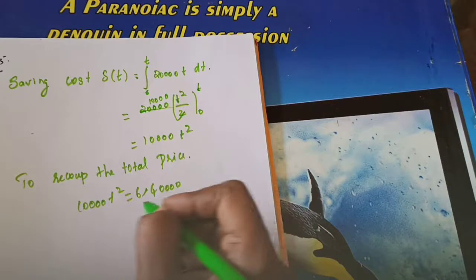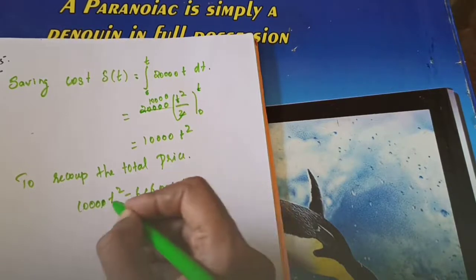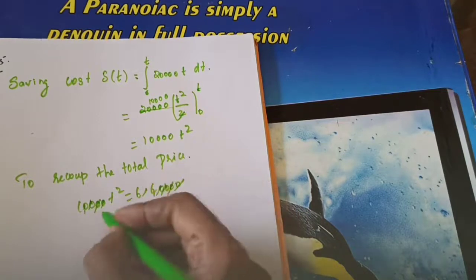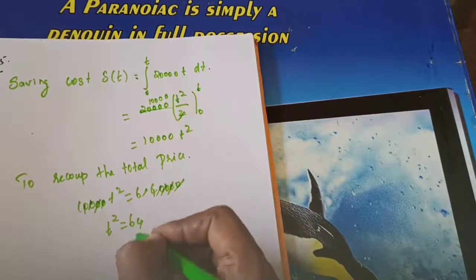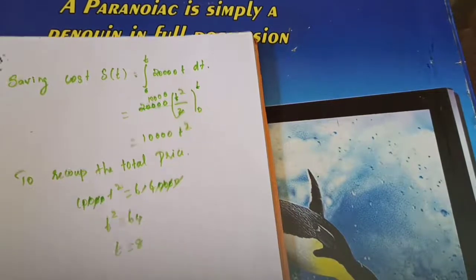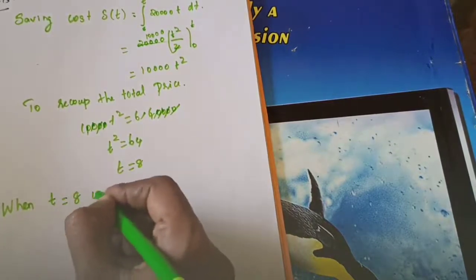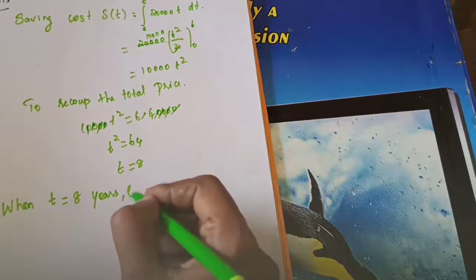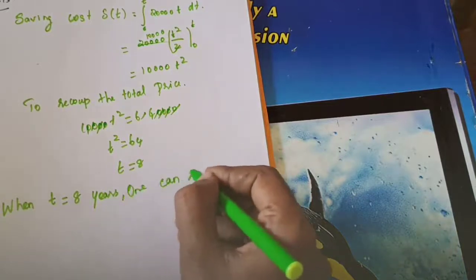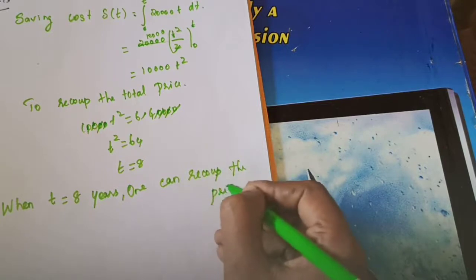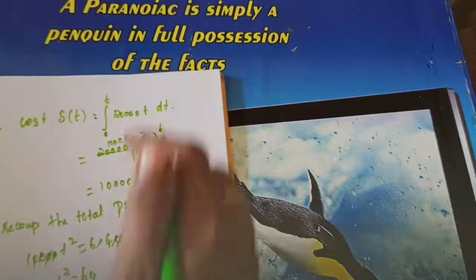Understand? So 0, 0, 0, 0 cancel, 0, 0, 0 cancel. So you got 64, is it right? So t square is equal to 64. From that, t is equal to 8. So when t is equal to 8 years, one can recoup the price. Understand that much? If you need, you can write one more step here.